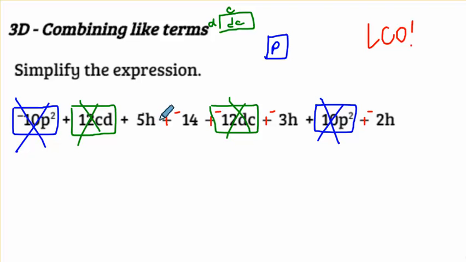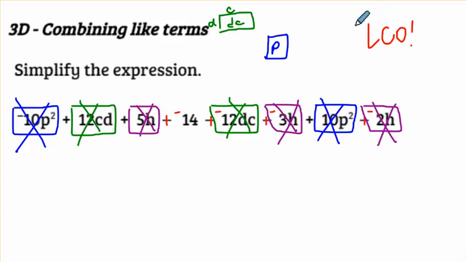Now we keep going. We have 5H. So we have 5 H's, and we keep going. We have negative 3 H's, and we have negative 2 H's. These are all like terms. So if we have 5 of them put together with negative 3 of them, 5 plus negative 3 is 2. And then 2 plus the negative 2, they cancel out. And so the only thing we're left with is this. So that was your answer.